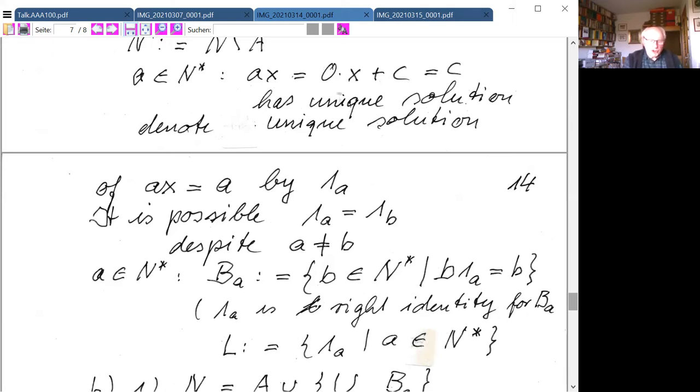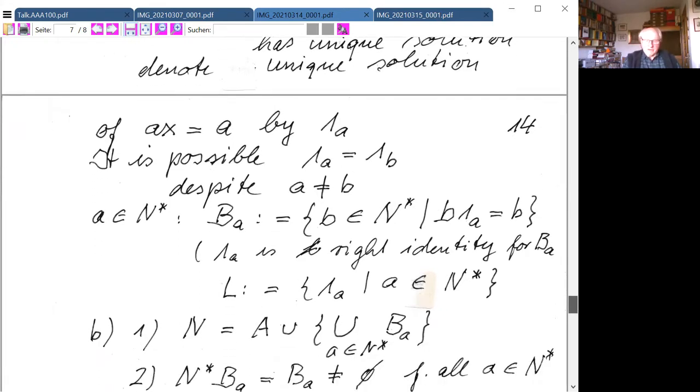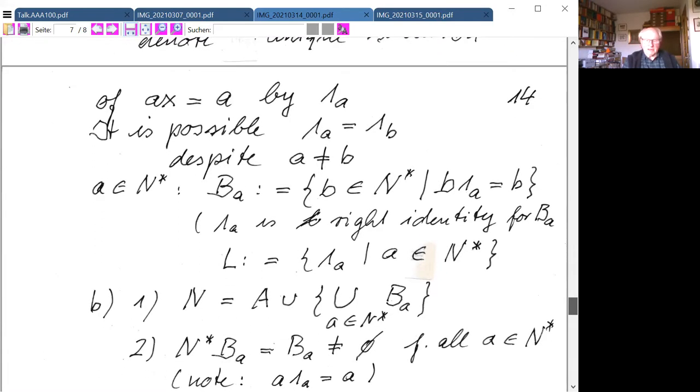The unique solution of AX equals A is denoted by 1 sub A. This plays the role of identity in the case of the element A, and we will see that this is not restricted to the element A. A first remark: it is possible that 1 sub A is the same as 1 sub B, despite A not being equal to B.